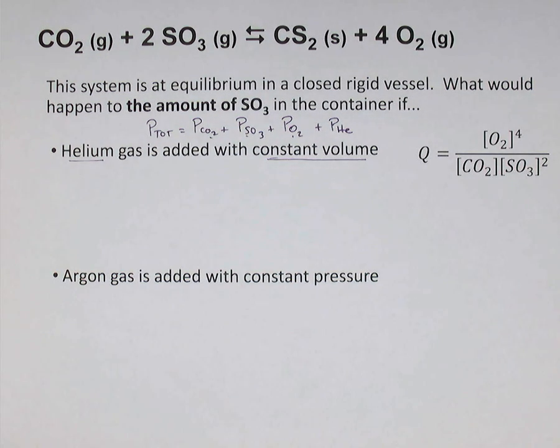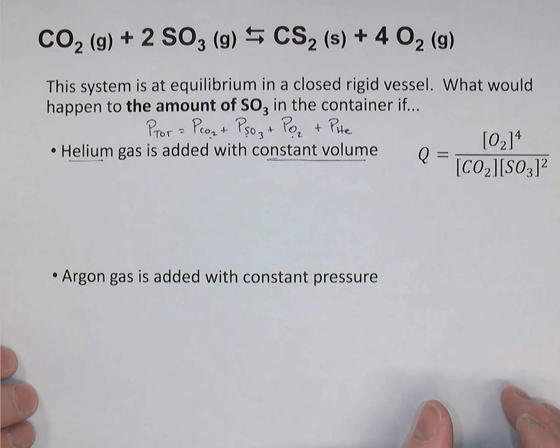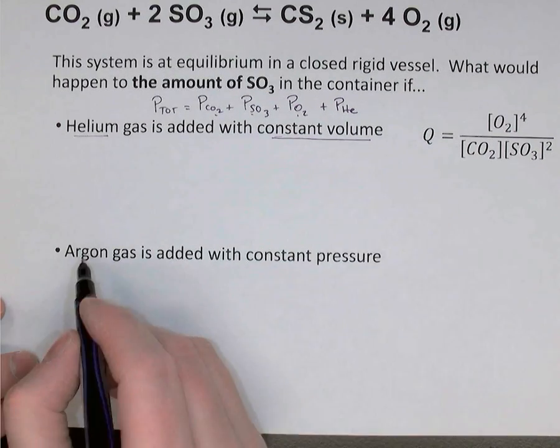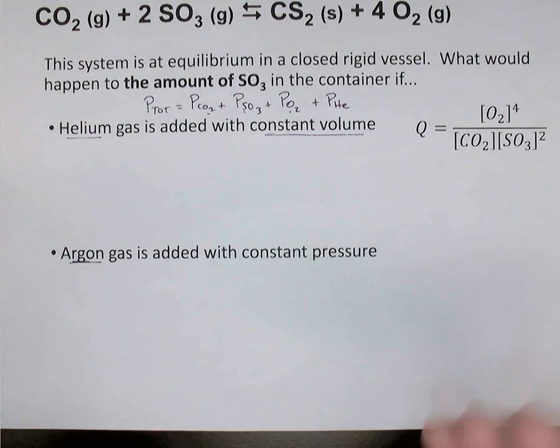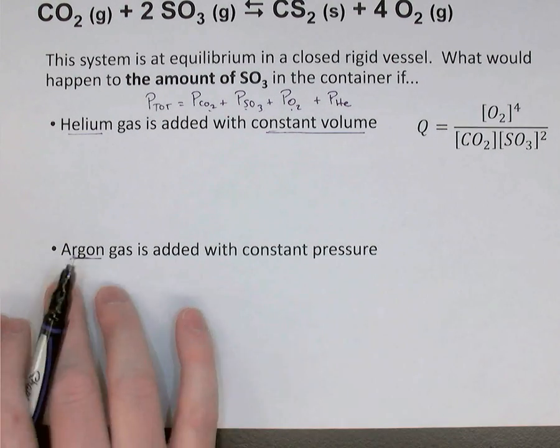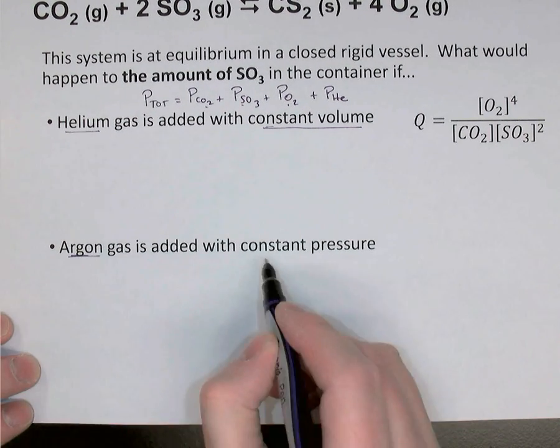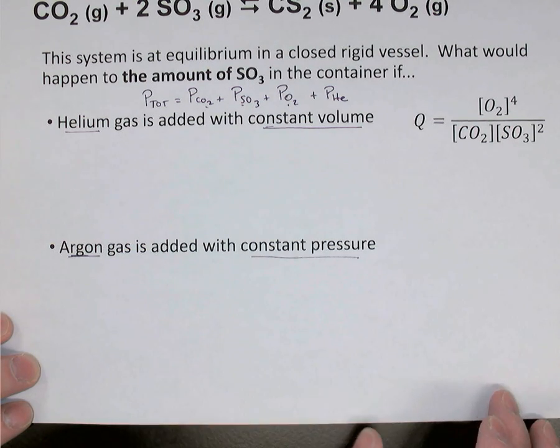So what you could argue from a kinetics perspective is that because the helium doesn't change the volume in this case, none of the concentrations of the gases will change. Therefore, the rates of the forward and reverse reactions are unaffected. There's no shift in equilibrium. Now, if you were to add a noble gas, this time we'll use argon, but it really doesn't matter, another noble gas, but this time under constant pressure situations.